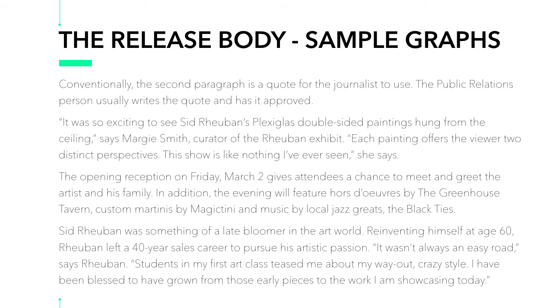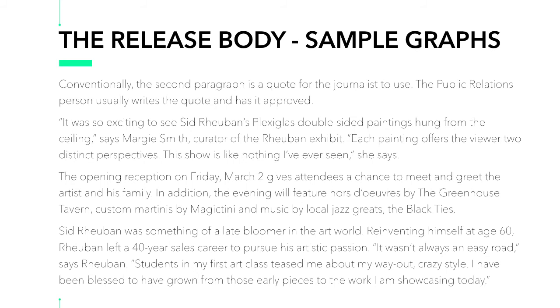So AP style allows for us to put it before the name in cases where the title or description after the name is long. Here it says Margie Smith, curator of the Rubin exhibit, but if we were just using her name, if we knew who she was, we could say Margie Smith said, and that would read a lot better and be more correct in terms of AP style. But what we have here is currently correct as well. Because she has a long title after her name, we can put the word said or says before her name. So just to reiterate, when you're writing your quotes, said or says should come after the name of the person, unless there's a long title, in which case it can be placed before the name of the person. Okay?